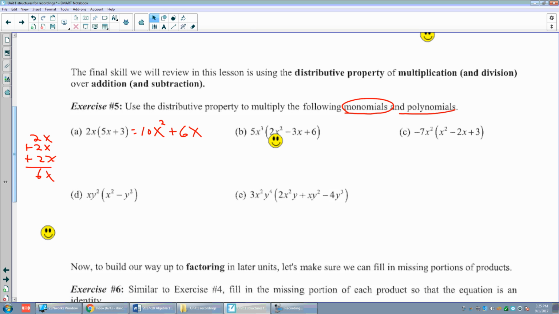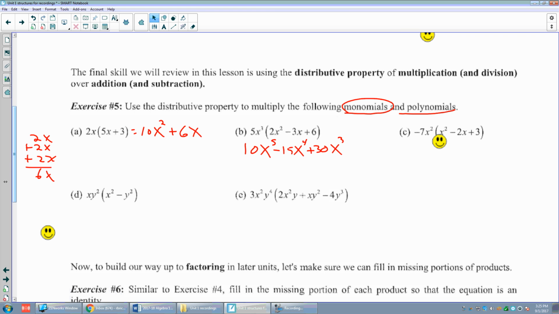5x cubed times 2x squared. Okay, that would be 10x. Is it 6 or is it 5? It's 5 because you add the exponents. 5 times -3 is -15. X cubed times x is x to the fourth. 5 times positive 6 is positive 30. X cubed times no x's, we just went over that right there. It's just x cubed, it doesn't change. Nothing to combine, no common exponents.